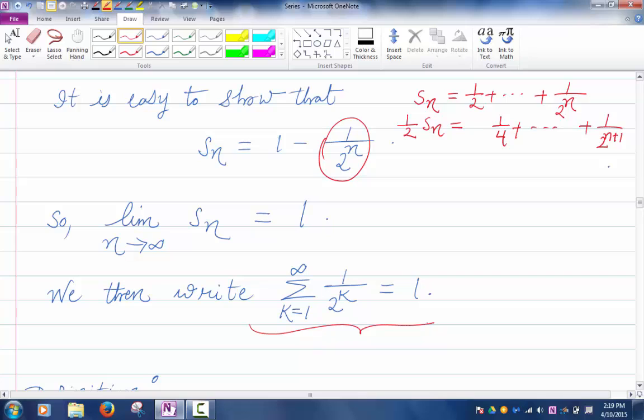Once again, let me tell you, what does this equality mean here? Well, what it means is that if I take the limit as n goes to infinity of the summation k going from 1 up to n of 1 over 2 to the k, the limit of that is 1. Okay? So we can say that this series is a convergent series. It converges to 1.